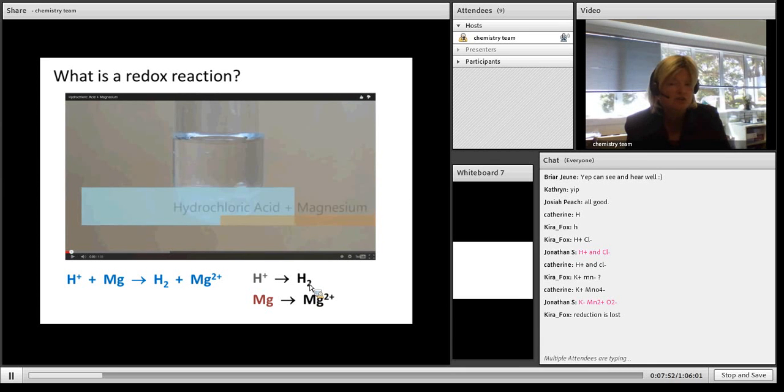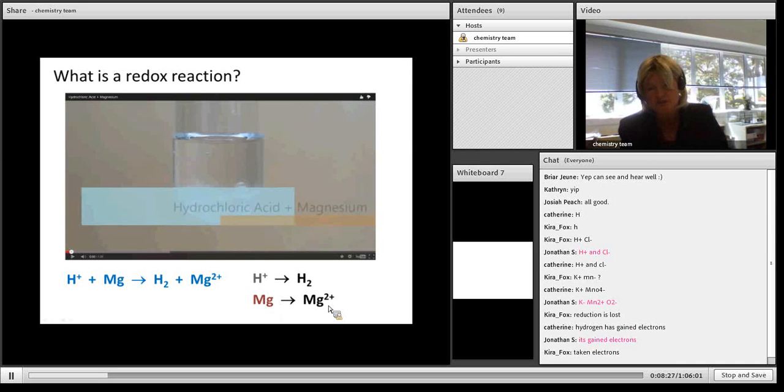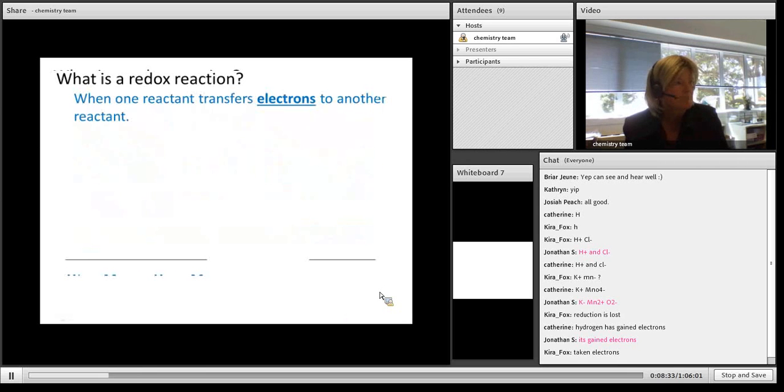So I know, Kira, you've responded there to something earlier, but I just want to check. What has the hydrogen ion done to get to H2? It was positive, now it's neutral. It's gained electrons. So that's really what a redox reaction is. One species, in this case the hydrogen ion, gains electrons, and the other species loses electrons. There's got to be a transfer of electrons. So the magnesium was neutral and now is positive, so electrons were taken away. Okay, right, so let's basically revise that.